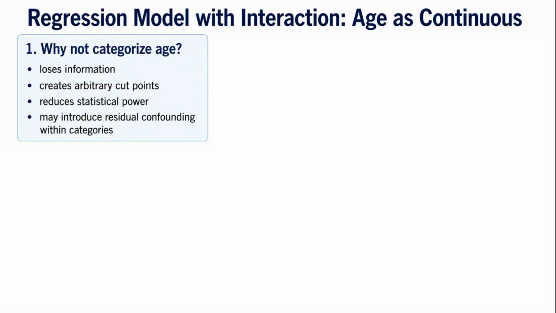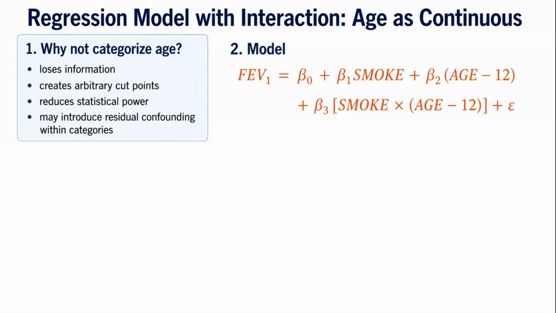When age is treated as a categorical variable, information is lost and arbitrary cut points are imposed. This can reduce statistical power and obscure patterns that vary smoothly across age. To address this, we use regression modeling, treating age as a continuous variable and including an interaction term between age and smoking. The model expresses FEV₁ as a function of smoking, age centered at 12 years, and their interaction.